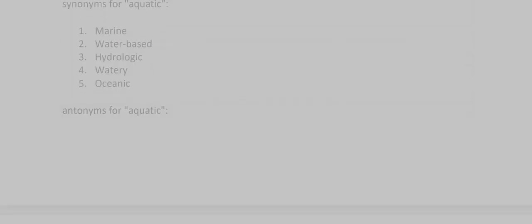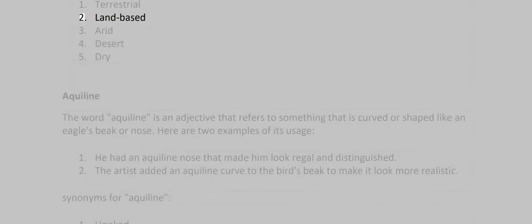Synonyms for aquatic. 1. Marine. 2. Water-based. 3. Hydrologic. 4. Watery. 5. Oceanic. Antonyms for aquatic. 1. Terrestrial. 2. Land-based. 3. Arid. 4. Desert. 5. Dry.